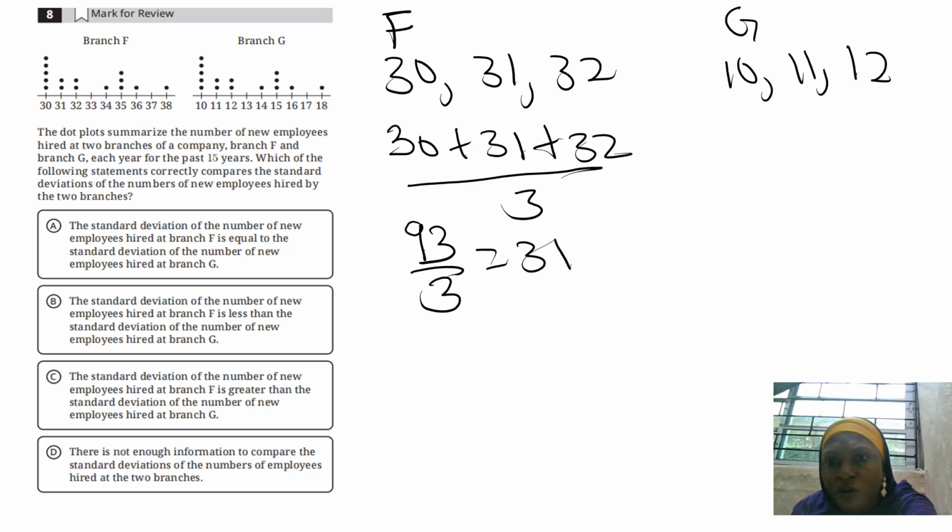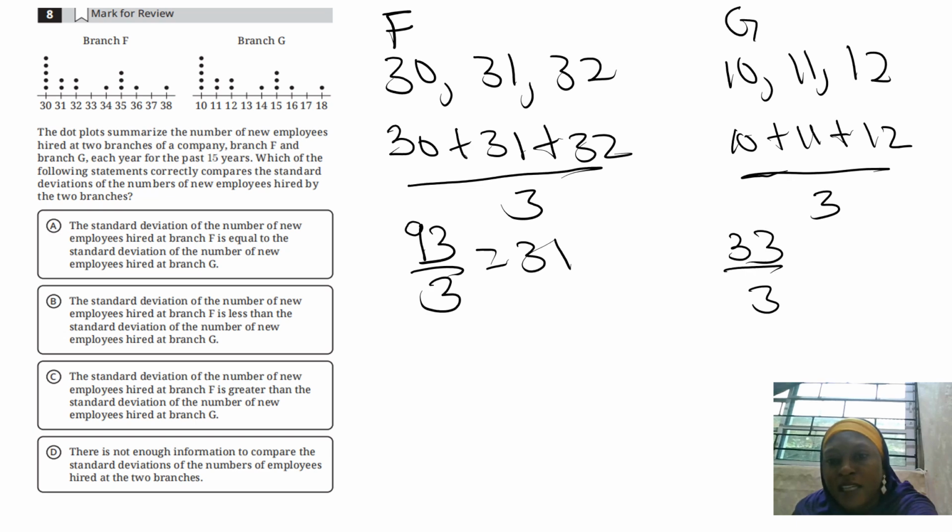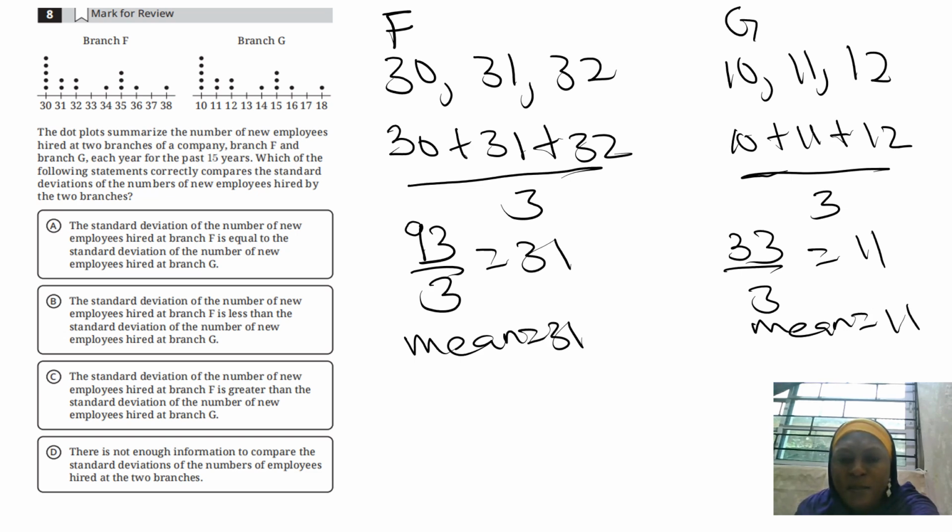Let's also find the mean for G. 10 plus 11 plus 12, divided by 3. 10 plus 11 is 21. 21 plus 12 is 33. 33 divided by 3 gives 11. So this is the mean for F and this is the mean for G. We can see the mean for G is 11 and the mean for F is 31, which is a difference of 20. Which means that a change in the values changes the mean.